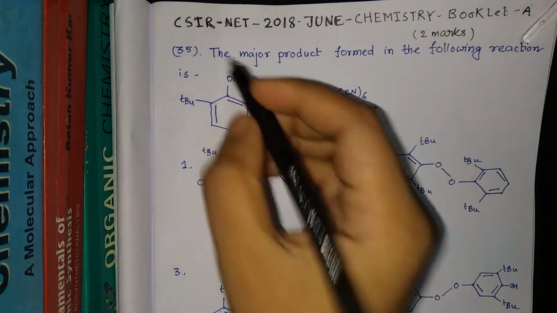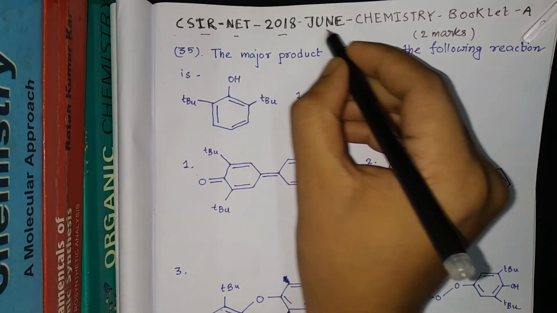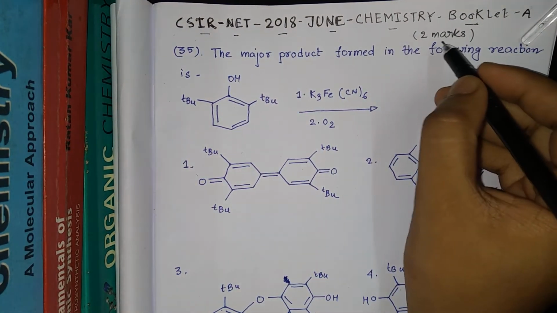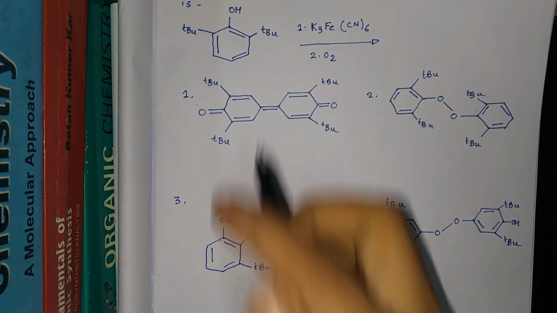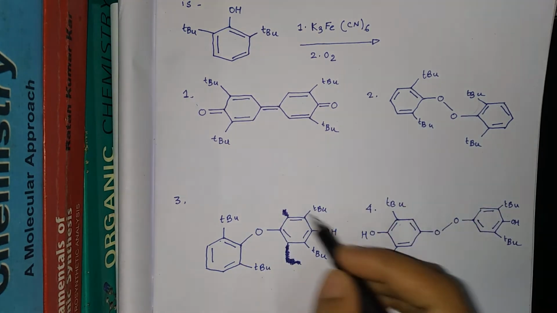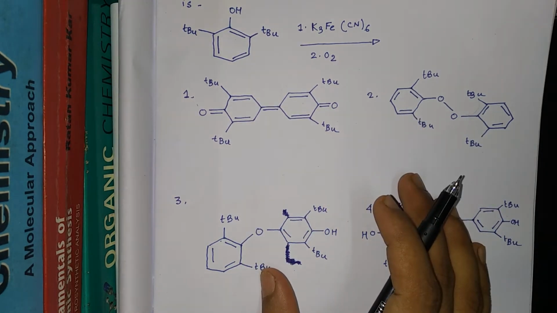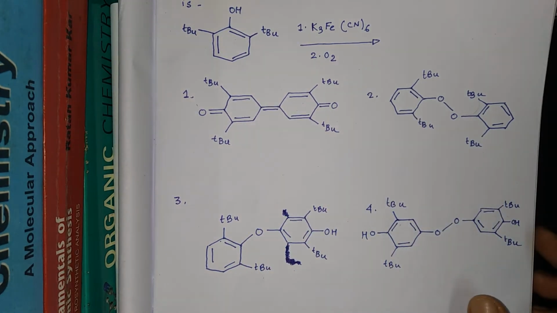Hello guys, today we will discuss CSIR NET 2018 June chemistry booklet number A, 2 marks question, 35 marks question. This is the question on your screen, you can see. This is the reaction and we have to determine which one will be the right product among these 4 options. So guys, let's come to the mechanism.